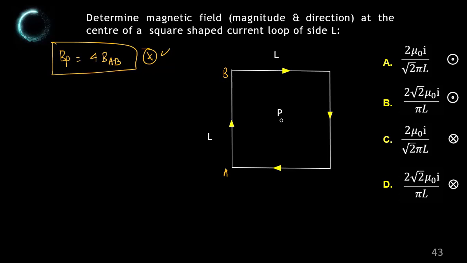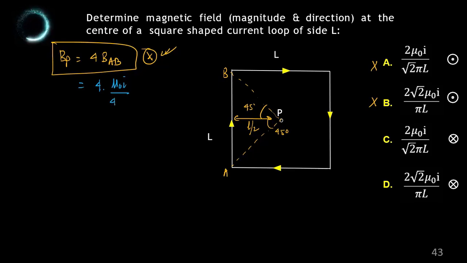By seeing this cross direction, first of all, eliminate options A and B. A and B cannot be your option. Why? Because the answer is on the cross point. For the AB part, join the A point and B point with P point, and P is symmetrically placed, at a distance of L by 2 again. So this angle is 45 degree, this angle is also 45 degree. Final answer should be 4 times B at point P, so mu naught I by 4 pi d, and d is L by 2, into 1 by root 2 plus 1 by root 2. So ultimately we get 2 by root 2.